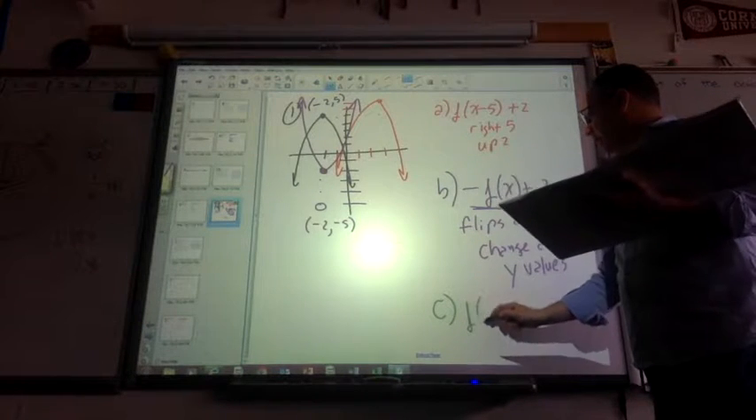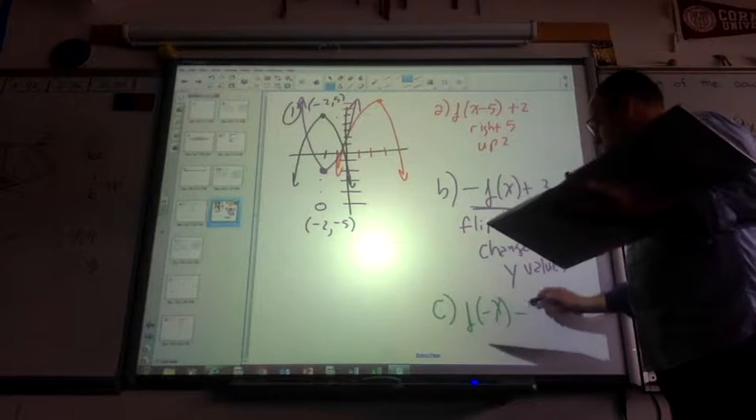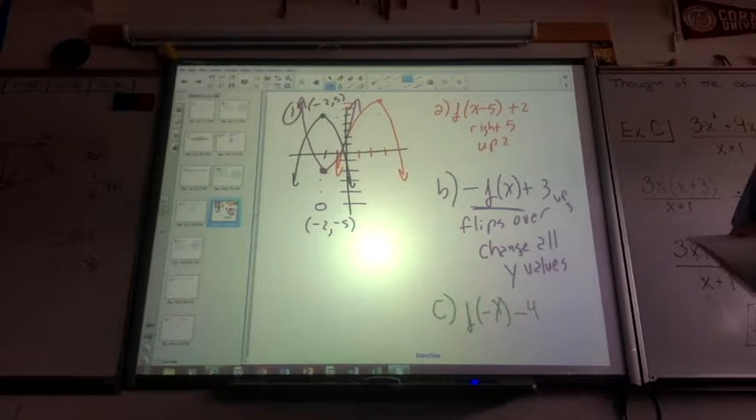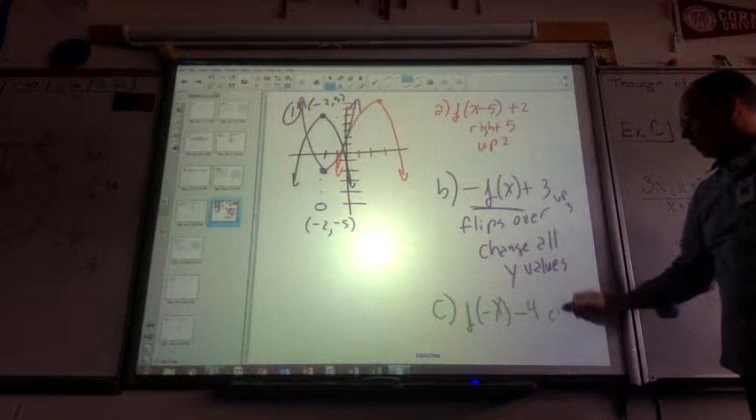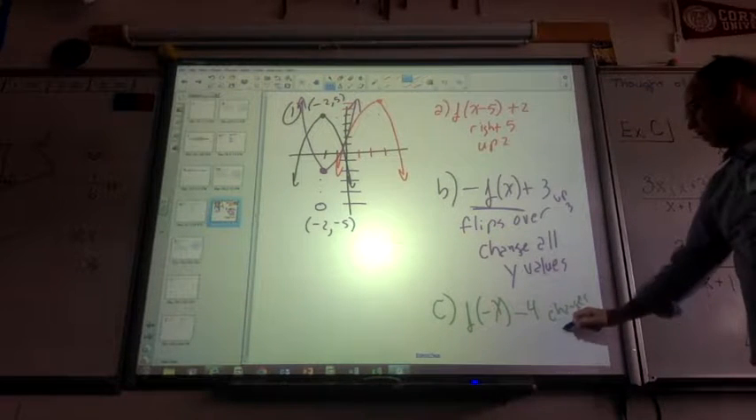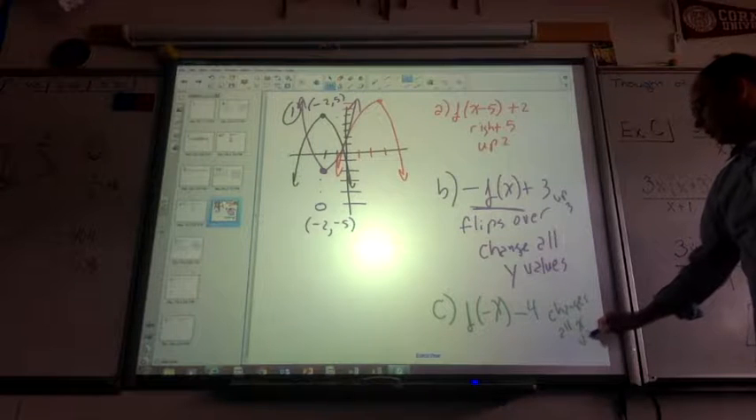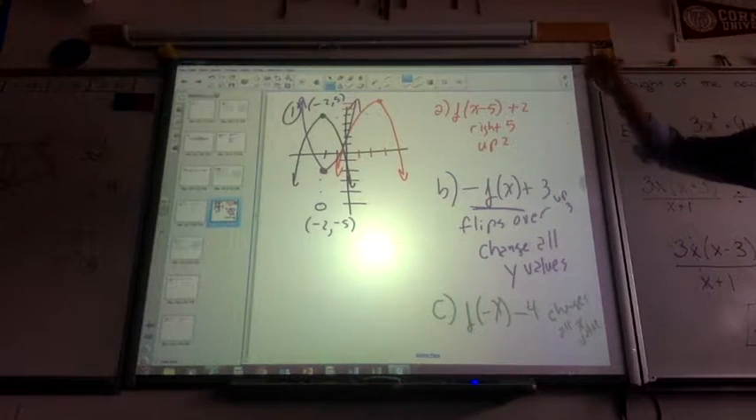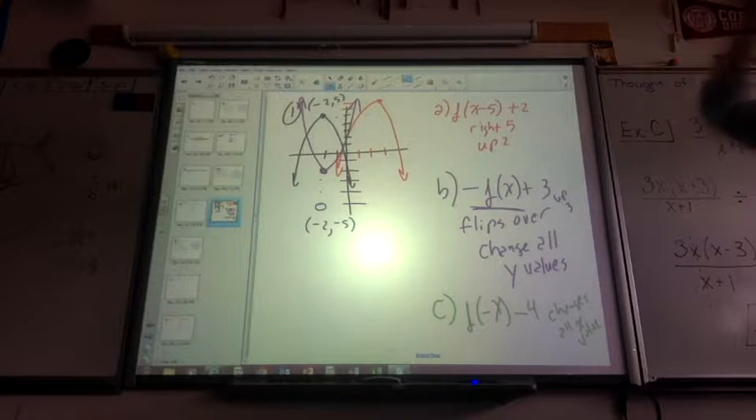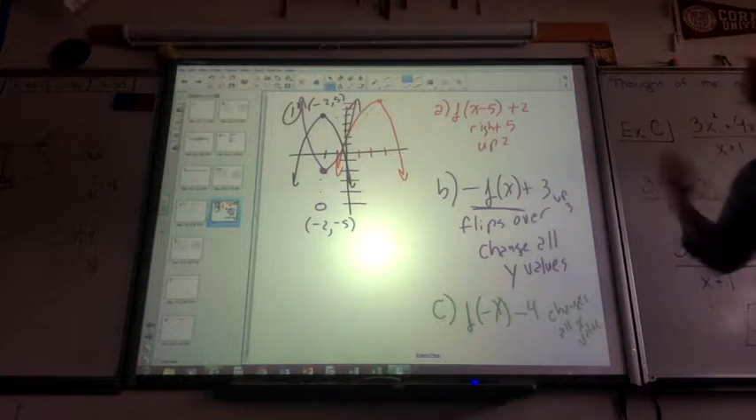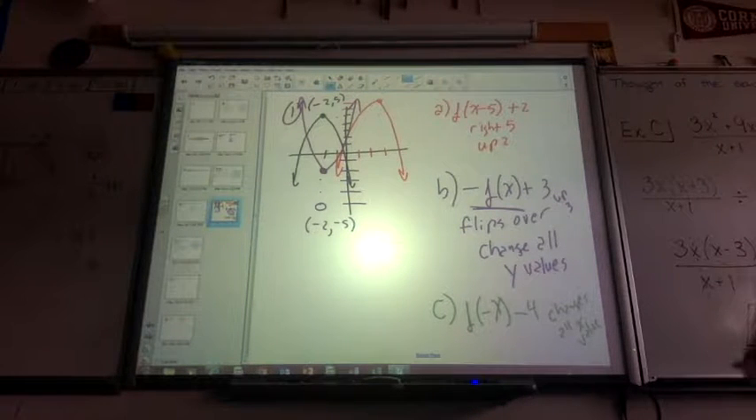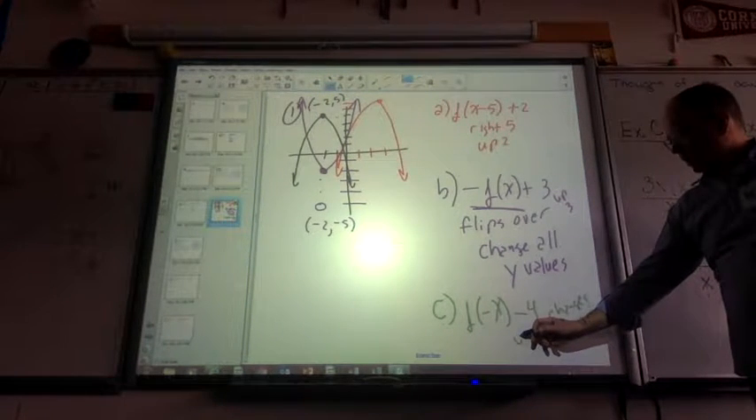All right, so f at negative x. This one flips over the y. Sometimes it's hard to see on a parabola what's really going on. So this changes all x values. Okay, so let's say I gave you one of these problems and you had 10 ordered pairs, so 3, 6, 10, 8, whatever. All of the x values will change to the opposite value. So if they're positive, they change to negative. If they're negative, they change to positive. And then this will move it down 4.